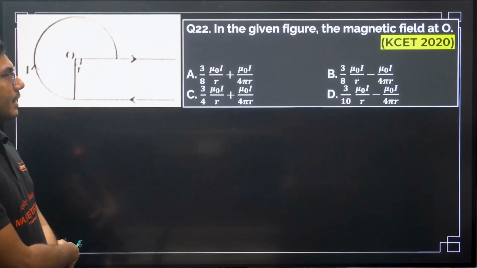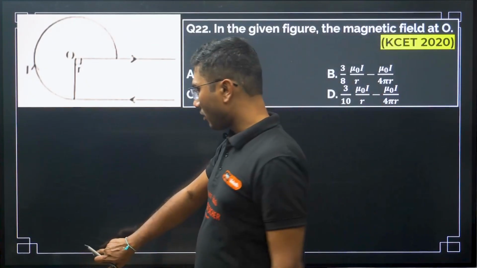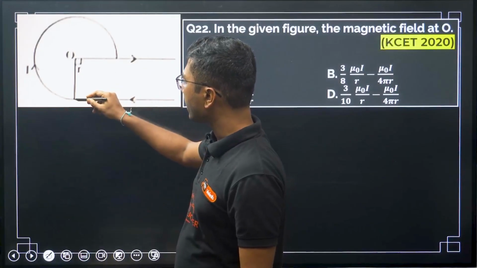In the given figure, magnetic field at O. So let us understand this. Again, I solved this in my lecture time as well, but I will solve it. This is an important question, so I will solve it again.